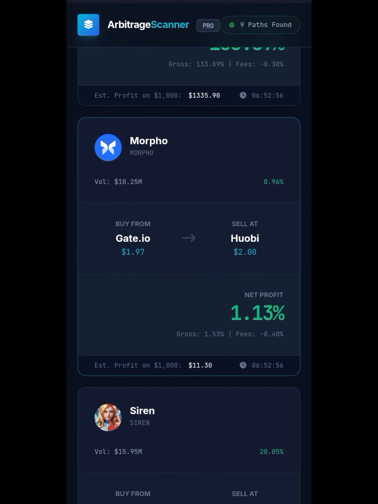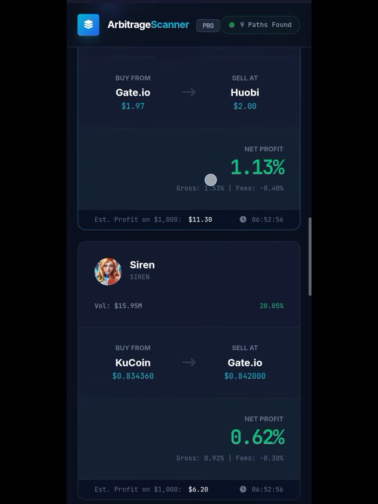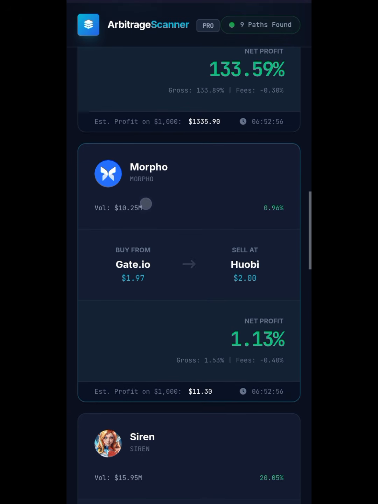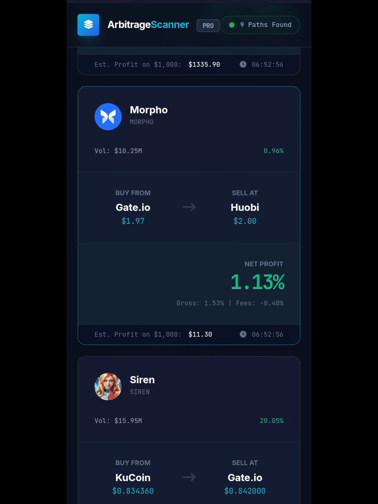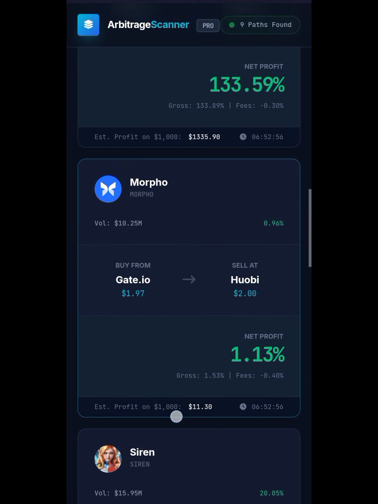So now let me explain this for you. You have Morpho, that's the name of the coin. Then you have volume, $10 million volume. Then for the buy, the price on Gate.io is cheaper than the price on Huobi. You also have to know if you have the exchanges. That's another thing you have to consider. If you don't have the exchange, you can simply skip the coin, right? If you have the exchange, then you can go ahead with this particular one. If not, you find another one.